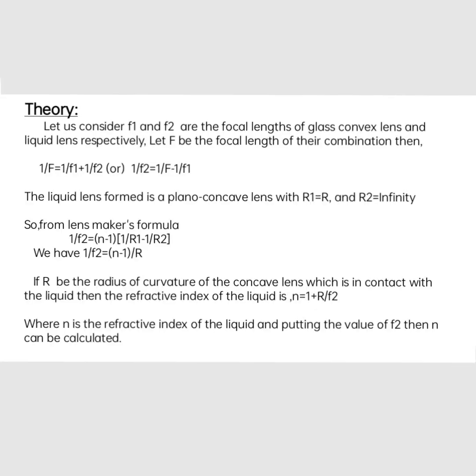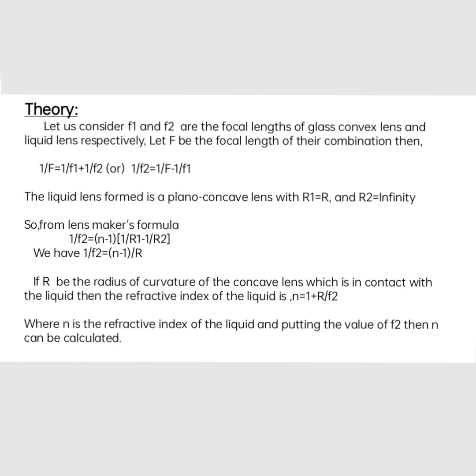The theory of the experiment is, let us consider f1 and f2 are the focal lengths of the glass convex lens and liquid lens respectively. Let f be the focal length of their combination. Then 1/f = 1/f1 + 1/f2, or 1/f2 = 1/f - 1/f1. The liquid lens formed is a planar concave lens with R1 equal to R and R2 infinity. So from the lens maker's formula, 1/f2 = (n - 1)(1/R1 - 1/R2). We have 1/f2 = (n - 1)/r.